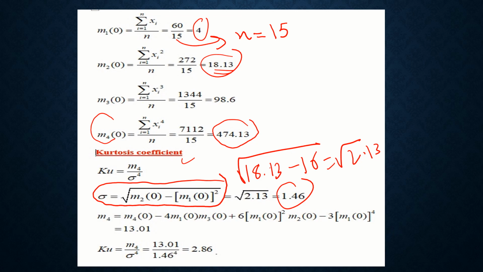M4, the fourth moment about mean, equals the fourth moment about 0 minus 4 times M1 of 0 times M3 of 0, and so on. This is the rule. We substitute in this rule the values M1 of 0, M2 of 0, M3 of 0, M4 of 0, and we can find M4, the fourth moment about mean, that will be 13.01. Then kurtosis equals M4 over sigma power 4, 13.01 over 1.46 power 4. That's equal to 2.86.